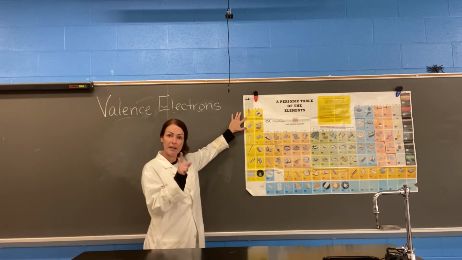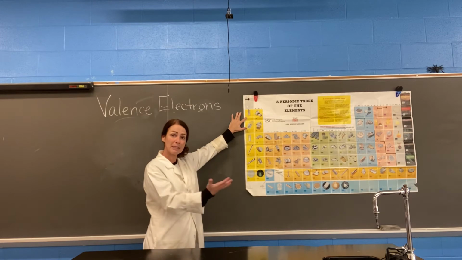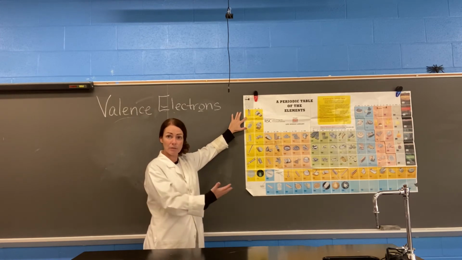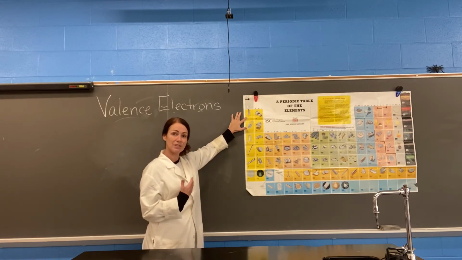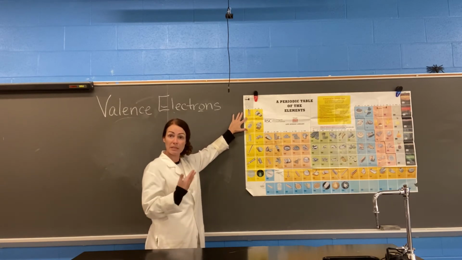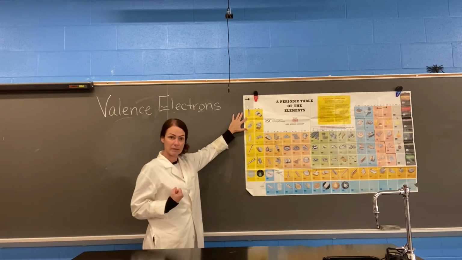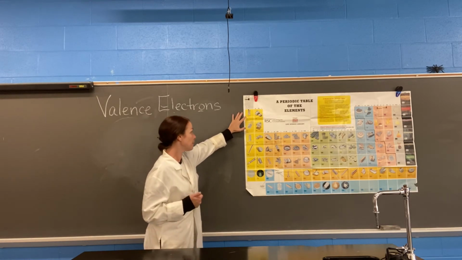Lithium has one valence electron. What that means is that it has a lot of empty space on its outermost energy level. And it's very likely to give away that other electron if it comes into contact with an atom that can take that electron from it. We'll look at that in a minute.